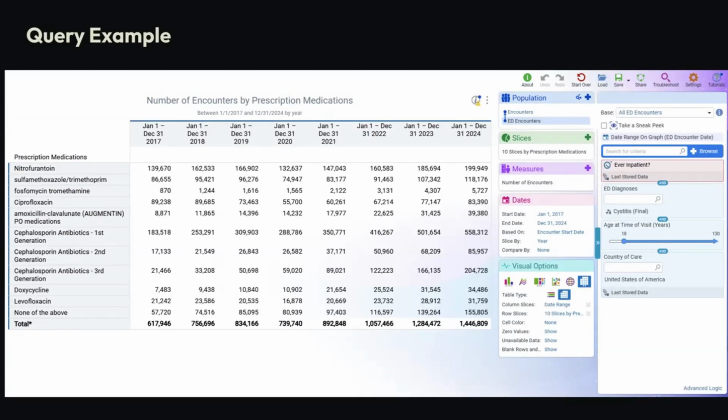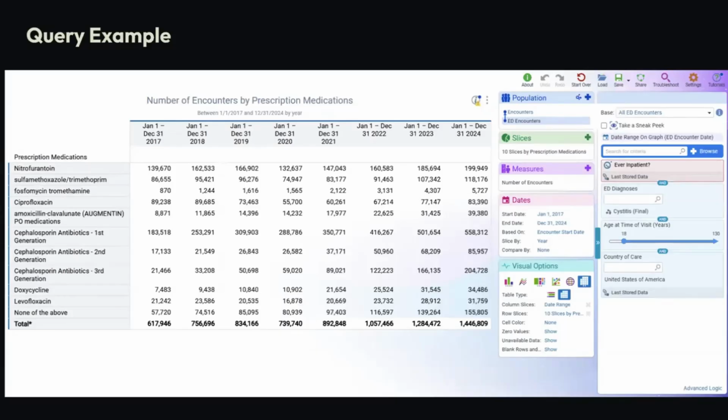So within the table, you'll see, for example, in 2024, the total number of encounters that met these criteria was almost 1.5 million encounters. So we're looking at huge amounts of data here. And in that year, you can see how many encounters the patient was prescribed macrobid or a first generation cephalosporin. And this is from 2017 to 2024, looking at it yearly.